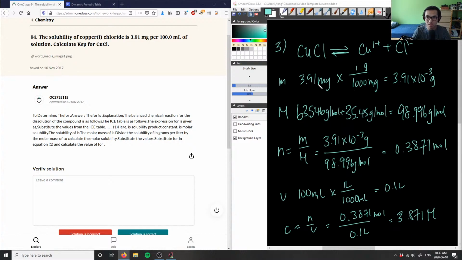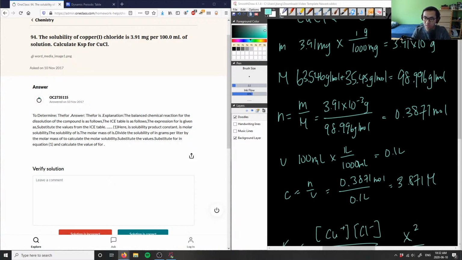So we're given mass here. What we can do here is calculate moles and whatnot, and then calculate our concentration as well. And we can set up our ICE table to solve for our KSP here. So that's kind of the logic behind this problem here. Again, this solution here is incorrect because I don't have a complete solution here.